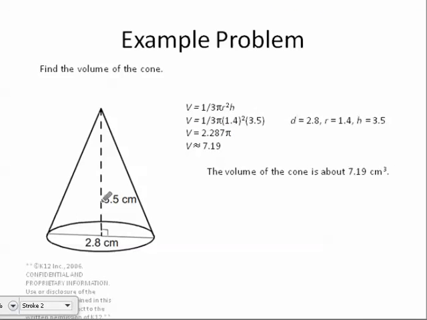Okay? Here's an example at 2.8 centimeters across. That means it's a 1.4 radius. You multiply 1.4 times 1.4 times 3.5, the height of the cone, and divide it by 3. You wind up with 7.19 cubic centimeters. This is a little bit closer to what you would see in a regular normal ice cream cone. It's only about 4 inches, 3.5 centimeters one way, and 2.8 centimeters in diameter.